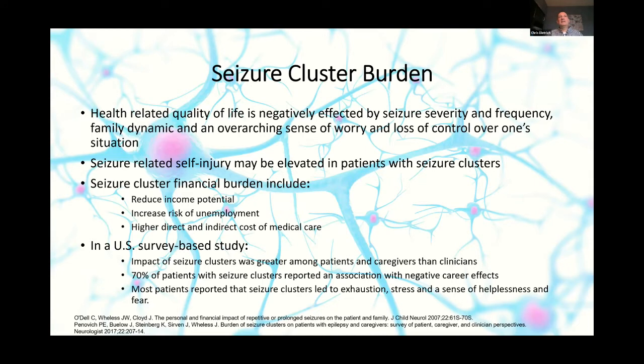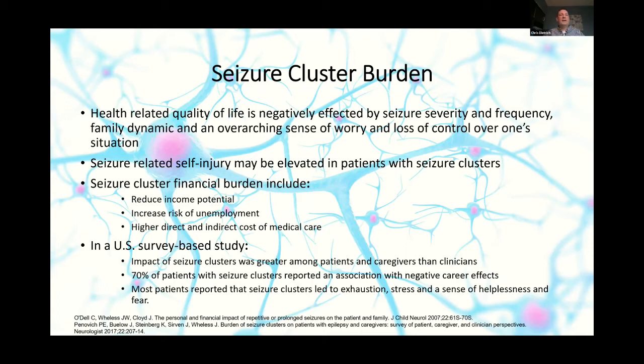So if we take that a step further, so having these seizure clusters, what does that burden look like? And you can look at it multiple different ways. From a social and mental standpoint, it affects quality of life. It can be negatively affected, and certainly the severity of the seizures and the frequency can affect that.